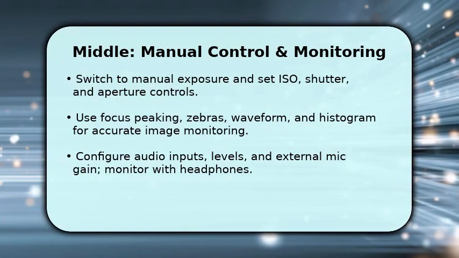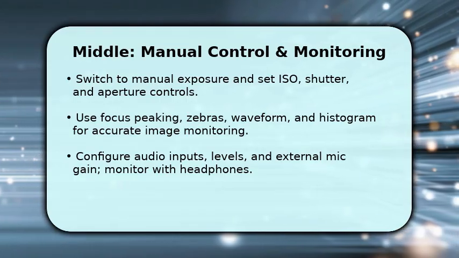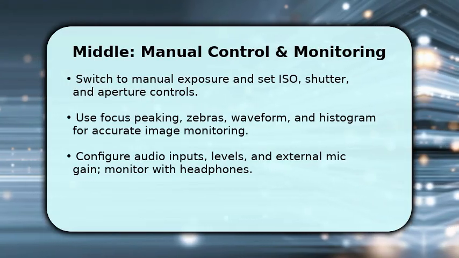Now you take direct control. Switch to manual exposure and dial ISO, shutter speed, and aperture or ND compensation. This keeps exposure consistent during the shot.